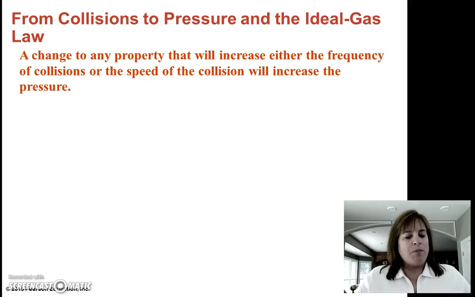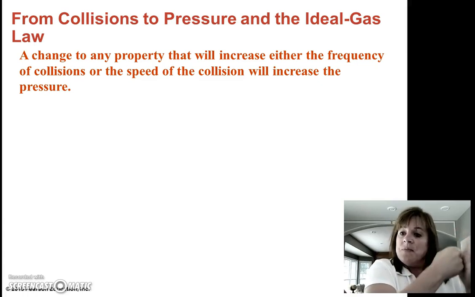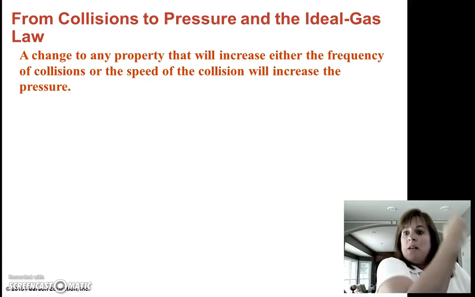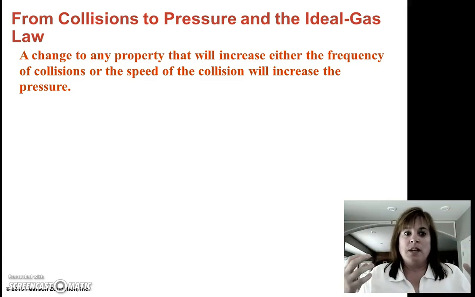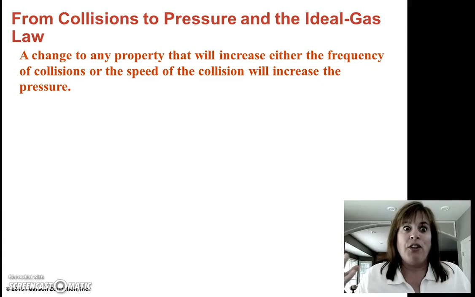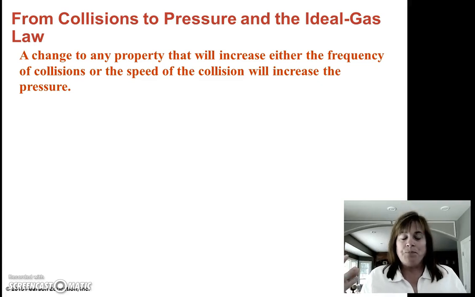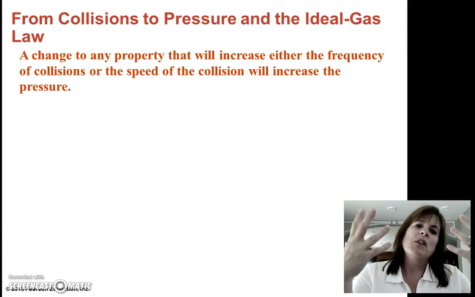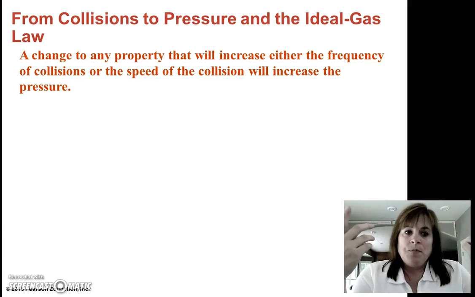Now, if pressure is coming from collisions, then anything we can do to change the number of collisions will change the pressure. So if I increase the frequency, more collisions, more pressure. Or if I increase the speed, if you run into something and you're going really fast, it hurts a lot more than if you were going really slow. So how do I change those thermodynamic variables to change pressure?